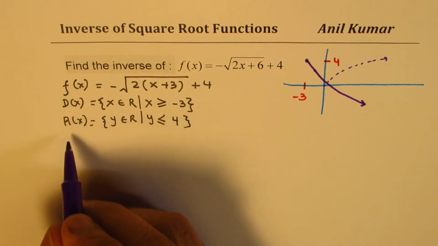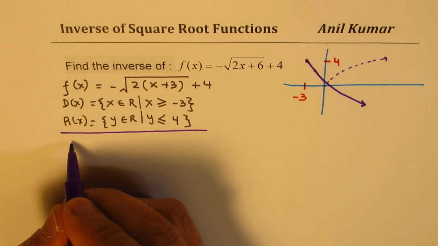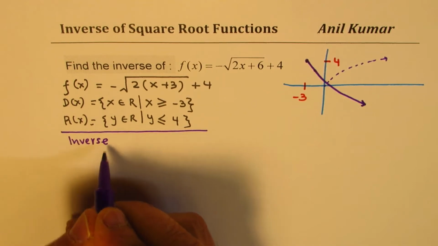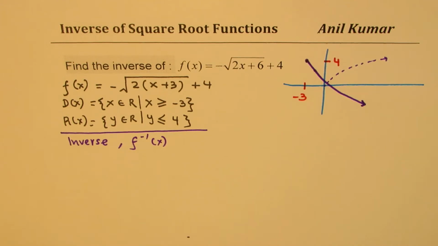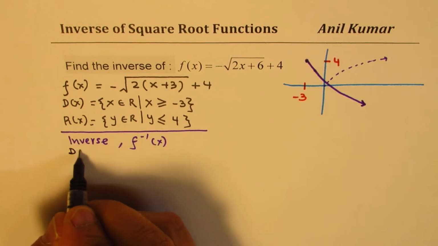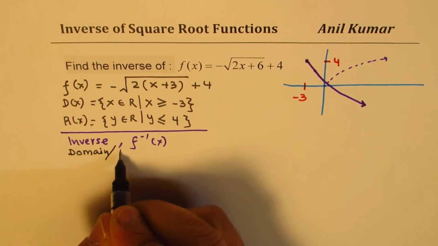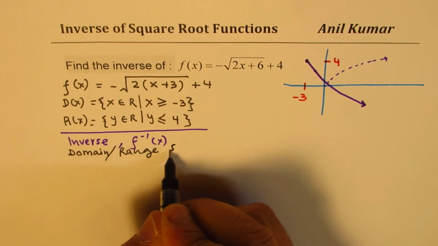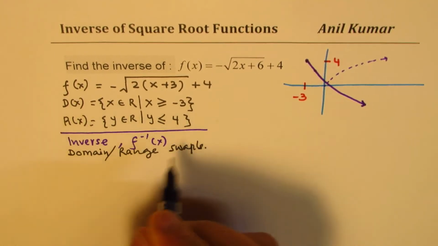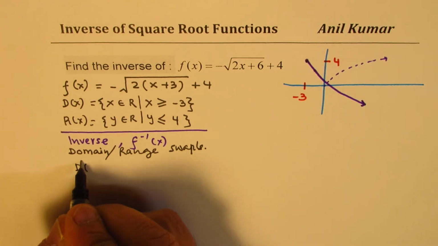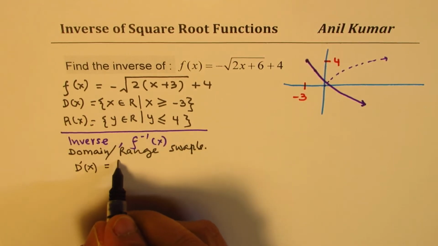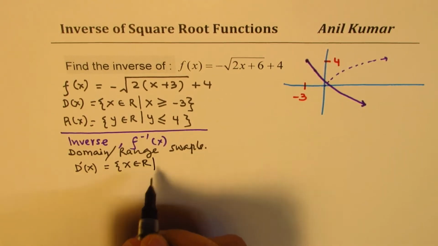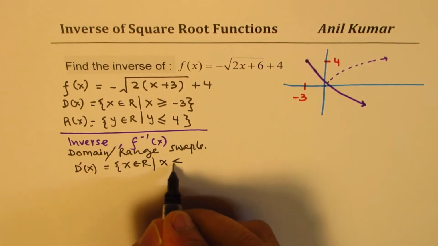Now, let's talk about the inverse. What happens to the inverse? That is f inverse of x. Now in the inverse, domain and range swap, right? So the domain for the inverse function will be, the range becomes the domain, right? So in that case, x belongs to real numbers, and the value of x will now be less than or equal to 4.